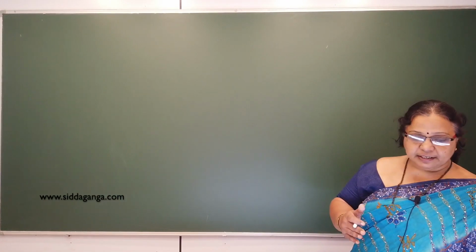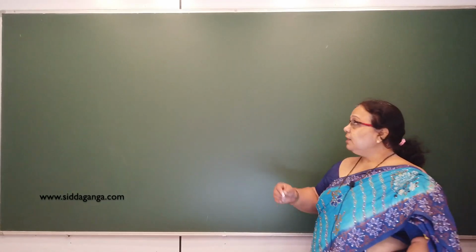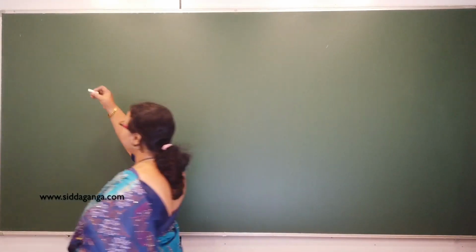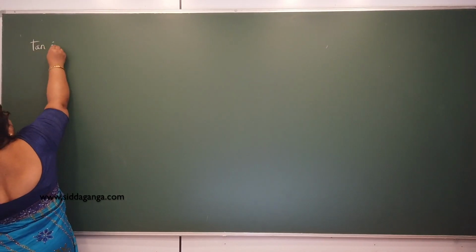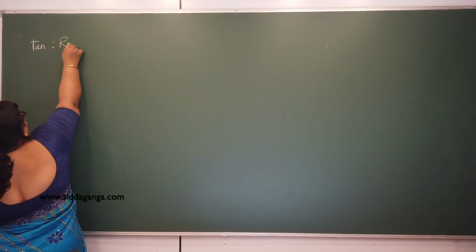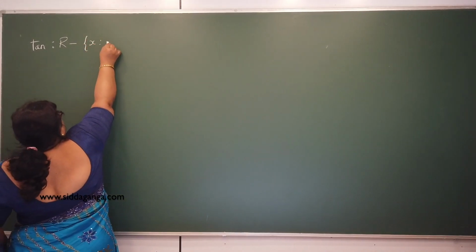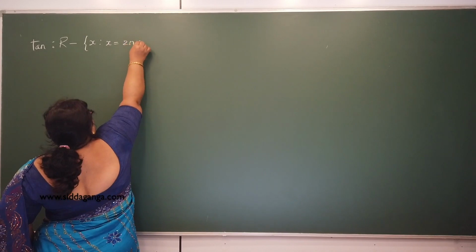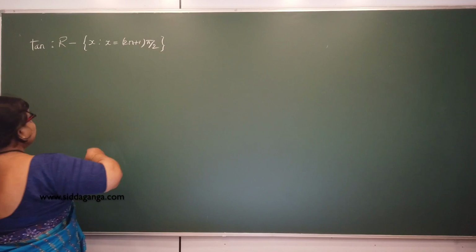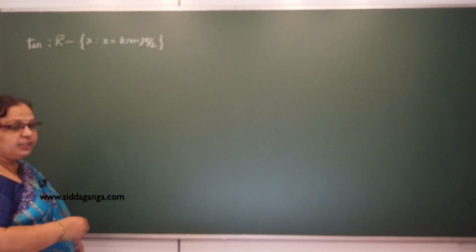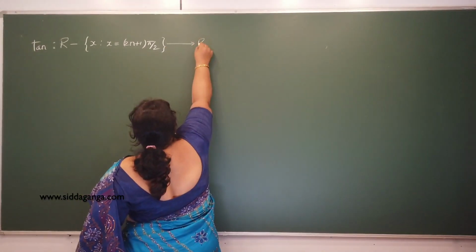Hence tan is a function from the set of real numbers except the set containing x equal to (2n plus 1) times pi by 2. So this is the domain of the tangent function, and the range is the real numbers.